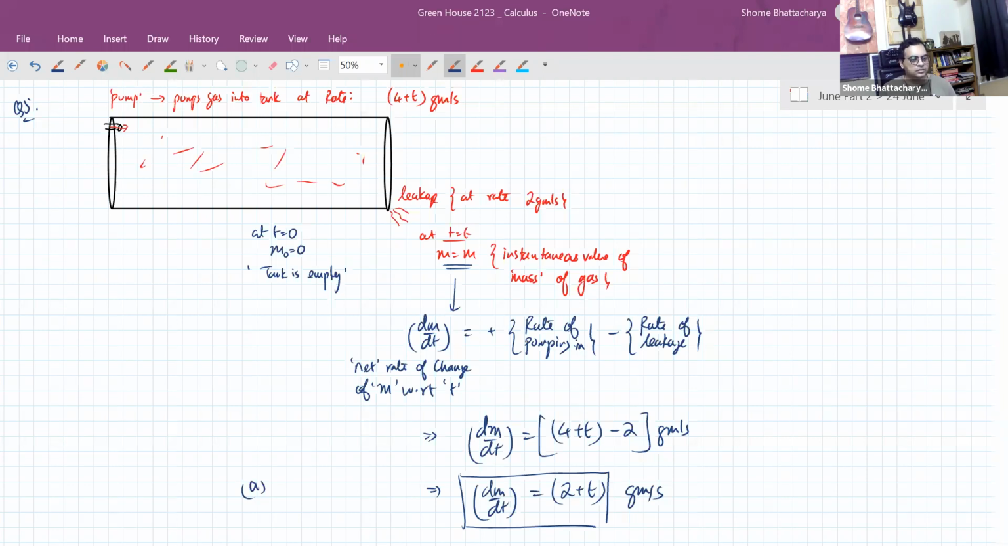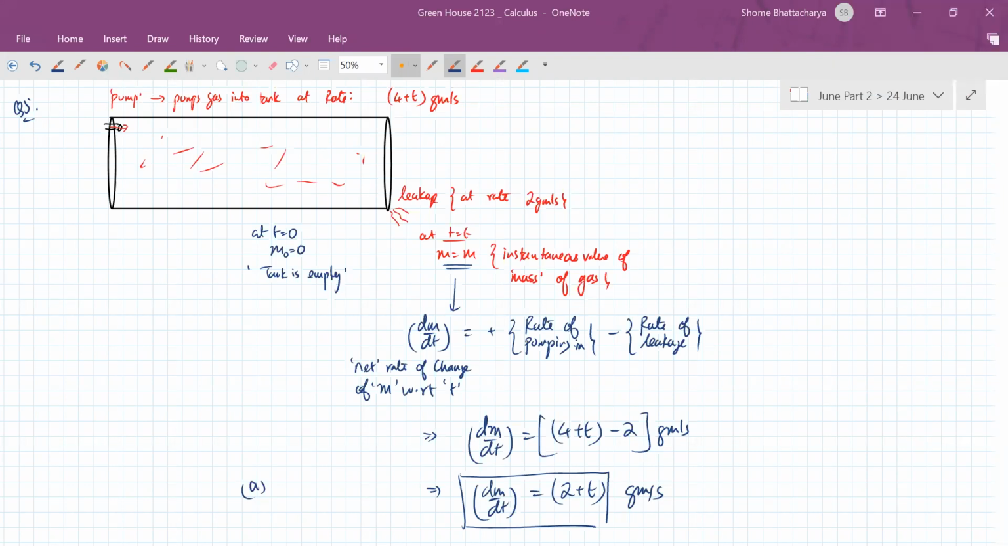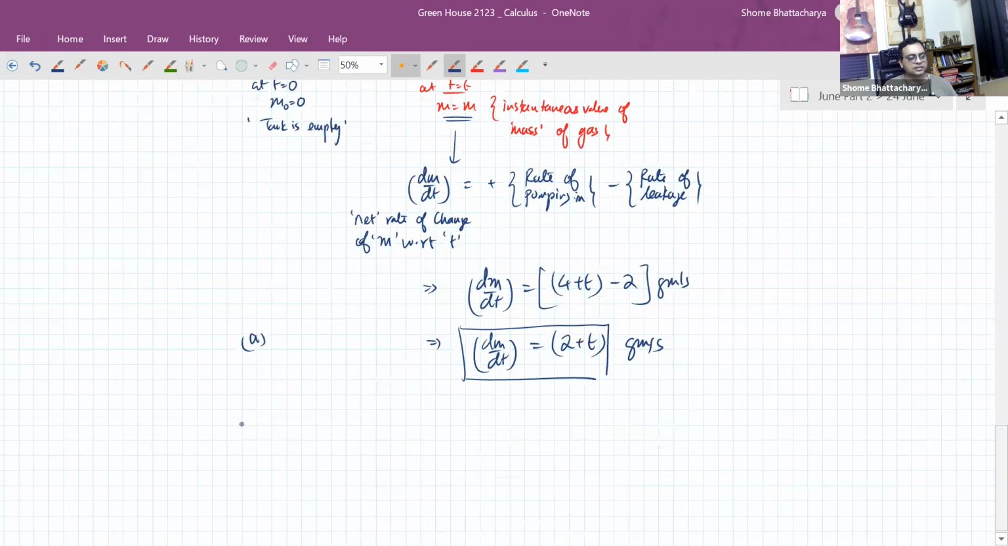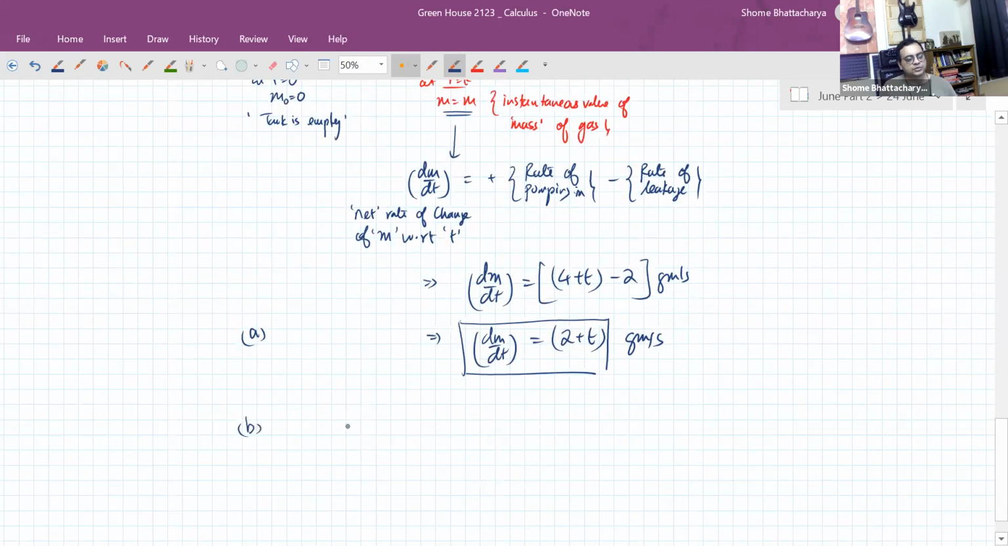So far it is clear, no? Yes, sir. So the net rate at which the mass of gas in the tank increases as a function of time is a positive quantity, so it's increasing with time. Had the rate of leakage been more, it could have been a negative quantity also. But here the rate of inlet is more than the rate of leakage, so mass is increasing with time. Now comes the tricky part of the question. We have to find the instantaneous mass as a function of time.